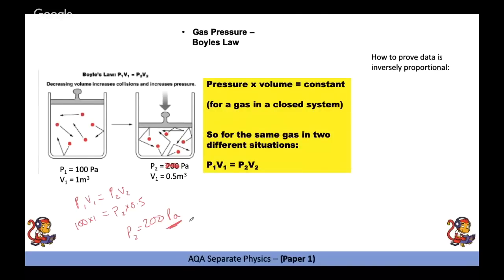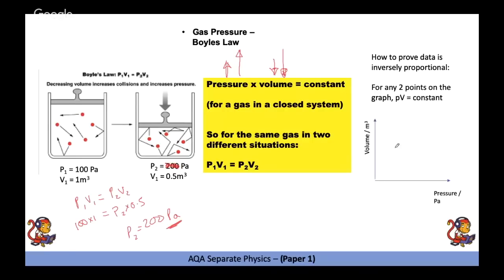Now this relationship is inversely proportional. When I double pressure, volume halves. If I treble pressure, volume goes down 3 times. So you should see a graph that looks a bit like that.